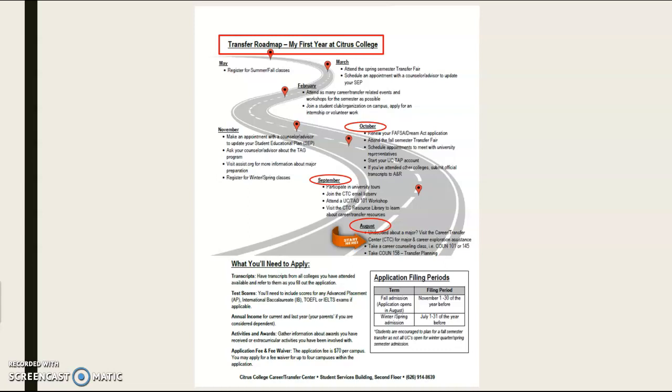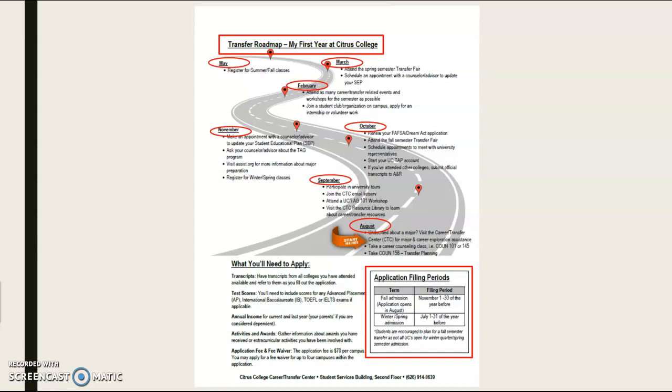Create your TAP account in November, make an appointment with a counselor, learn about TAG. November is also the time when you register for winter and spring classes. Be on the lookout for that. Then as the year turns, things to consider doing in February, March, May.